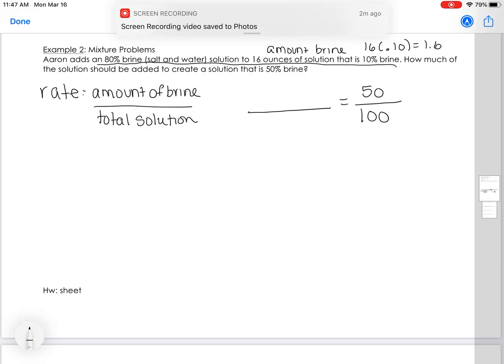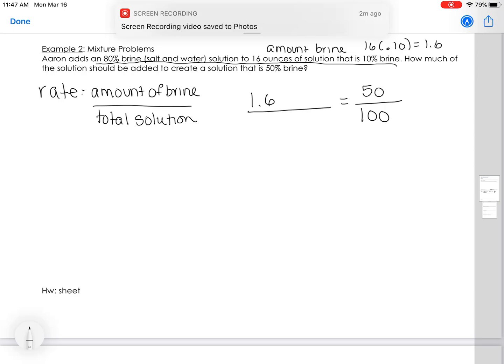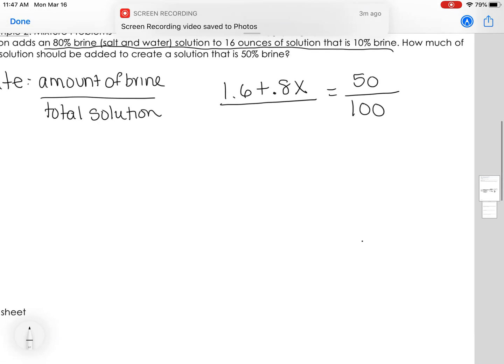So we have two percentages here. We had the 1.6 in terms of calculating with the 10% brine, and we are going to add to it the 80% of the brine. The thing is we don't know what the X value is, so we have to figure out what that initial value is to determine what the 80% is. So the amount of brine goes with the 1.6 plus 0.8x. The total solution is the 16 plus the X value that we are looking for.